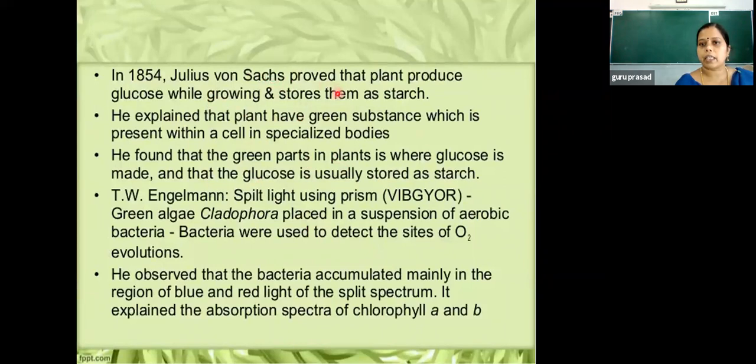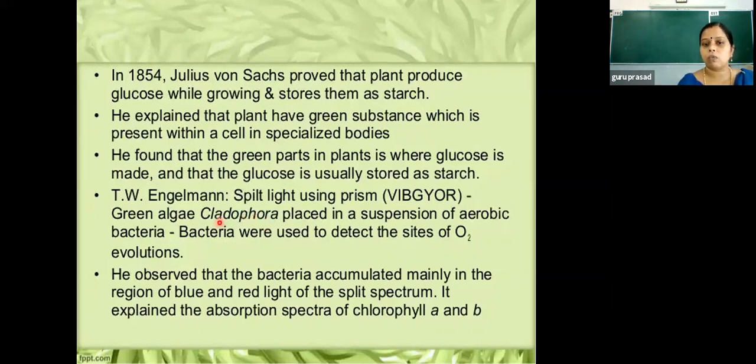Julius von Sachs proved that glucose is produced by the plant during photosynthesis, and it is stored in the form of starch. Okay, next. These are the extra information that you can read here. T.W. Engelmann proved that aerobic bacteria could be used to detect the site of oxygen evolution, and he proved that oxygen is evolved during photosynthesis.